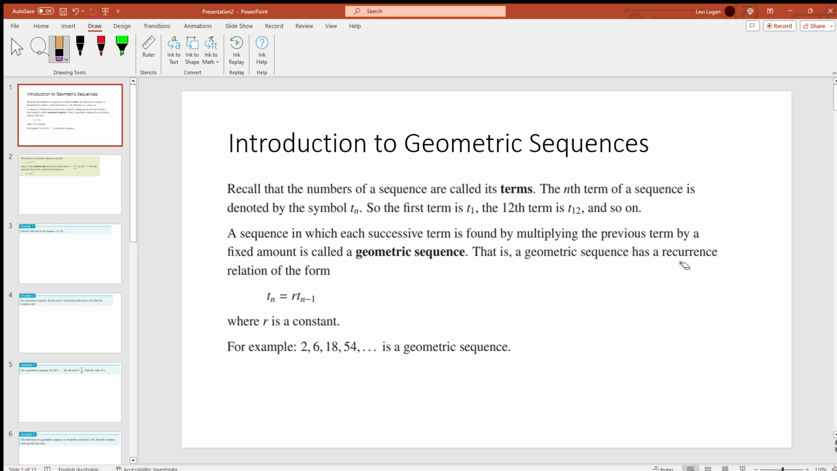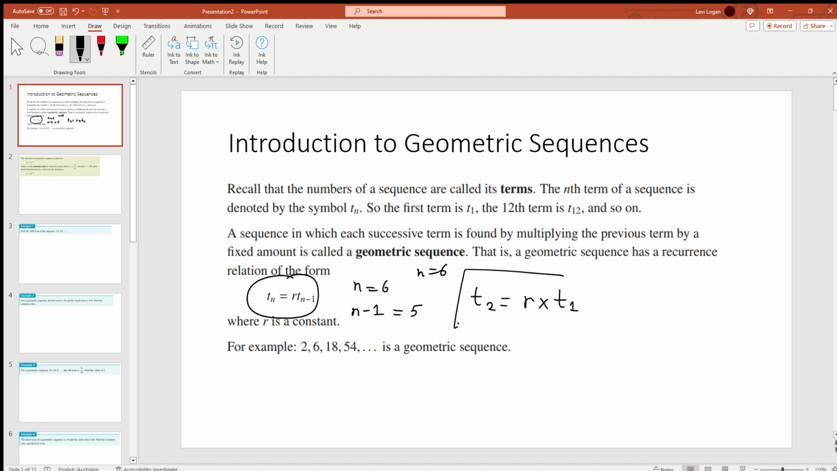A geometric sequence has a relation given in this form here where r is a constant. So in other words, what this is saying is, if you want some term, for example the second term, your constant is what you're multiplying by the previous term. So you see how it has t of n and this is t of n minus 1. Well, n minus 1 is the term before n, because let's say n is 6, that means this would be 6 and this would be 5. So it's the previous term pretty much.